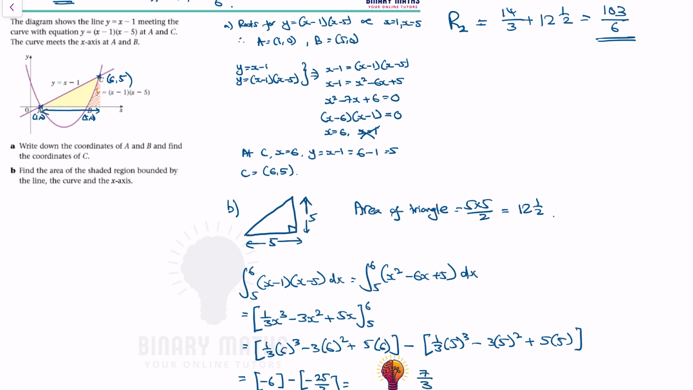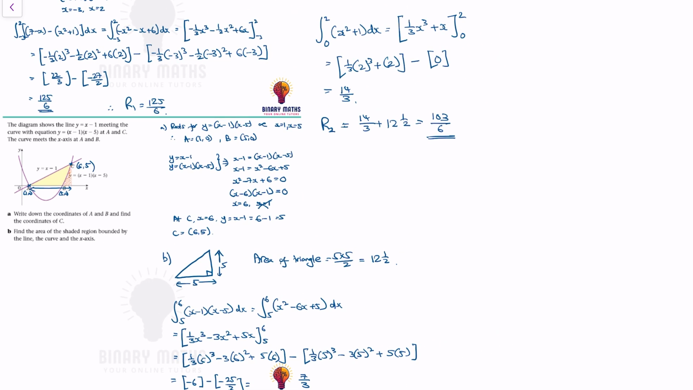Okay, so if I want to write the area of shaded region is equal to area of triangle, take away the part under the curve that I just worked out, which is equal to 12.5, take away 7 over 3, which is equal to 61 over 6.